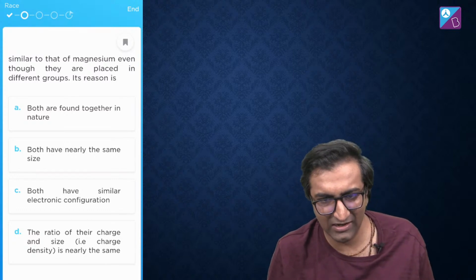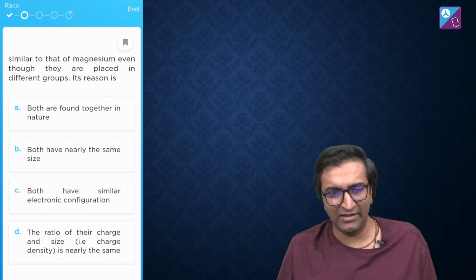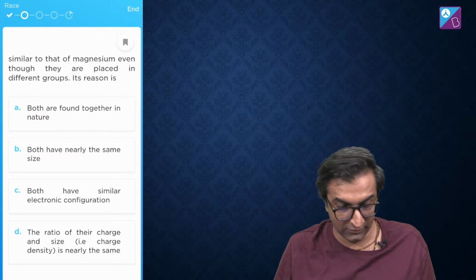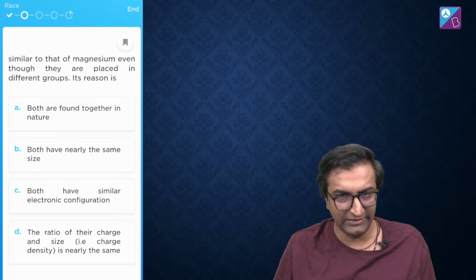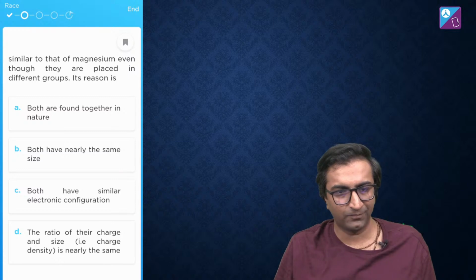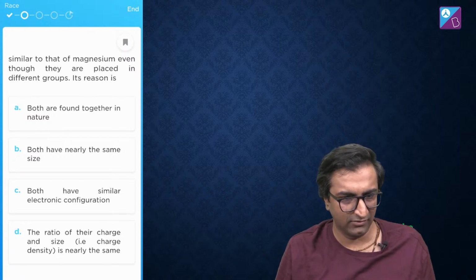What do you think? Is it D or is it A or is it B? It's not C. They don't have the same configuration. We're sure it's not A. Sorry, it's not C, right? Because they do not have the same electronic configuration. What do you guys think? Yeah, I think it's a ratio of charge and size. I don't think it's anything else.